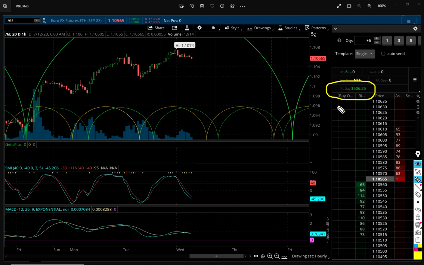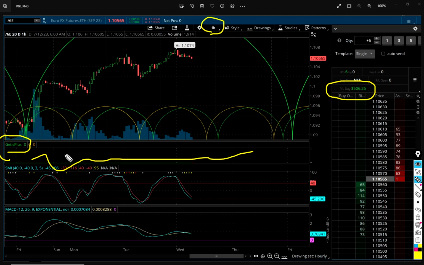There's a Get Us Plus indicator, which you don't see any indications on this chart right now because I was trading the hourly chart in this case. But just keep that in mind as you go through the video that you see me here making $506 for the day. So can it be done? Yes, it can be done. Do I use my own service, my own membership? Of course I do. That's how the membership got born.